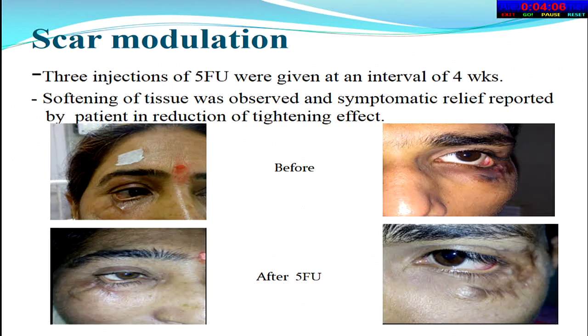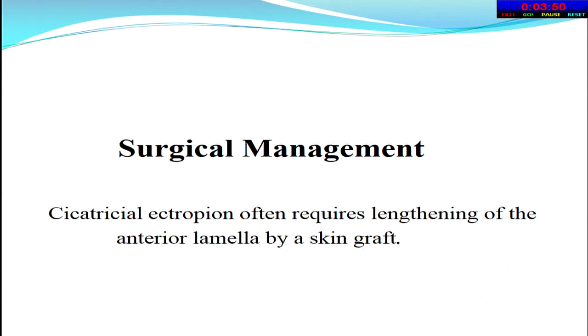3 injections of 5FU were given at an interval of 4 weeks. Softening of the tissue was observed and symptomatic relief was reported by the patient, with a reduction in the tightening effect. However, the complete cosmetic effect we cannot give in advanced cicatricial ectropion, so we need to go for the surgical management. So it often requires lengthening of the anterior lamella by a skin graft.